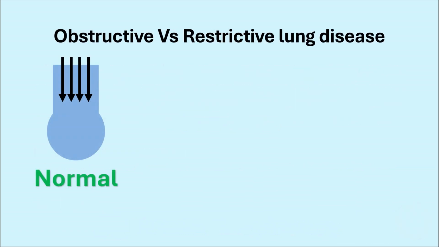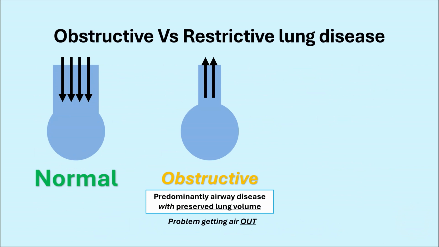Before we learn about asthma, the first concept to learn is the difference between obstructive and restrictive lung disease. Asthma is often described as an obstructive lung disease. So what does this mean? Essentially, obstructive lung disease is characterized by airway disease with the lung volume often being preserved. The problem with the disease is that there is difficulty getting air out of the lungs.